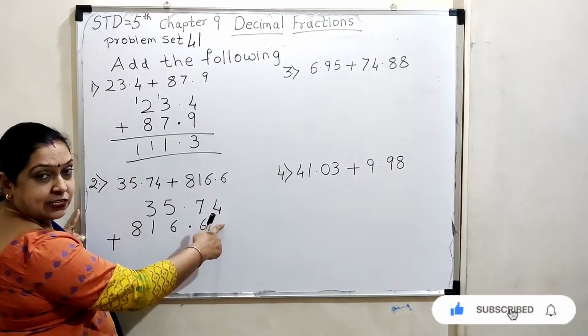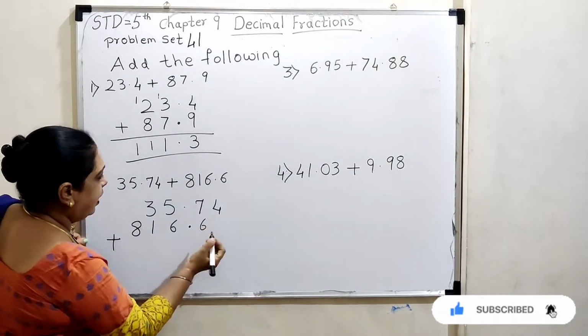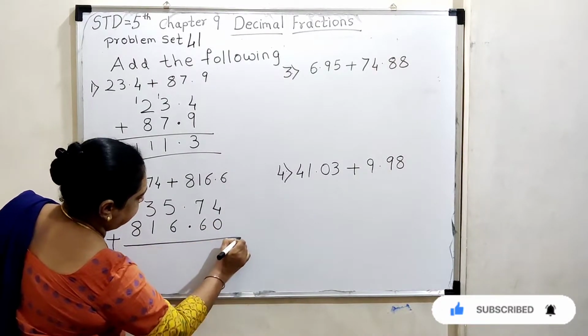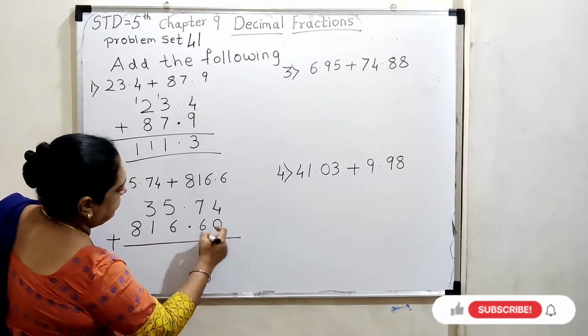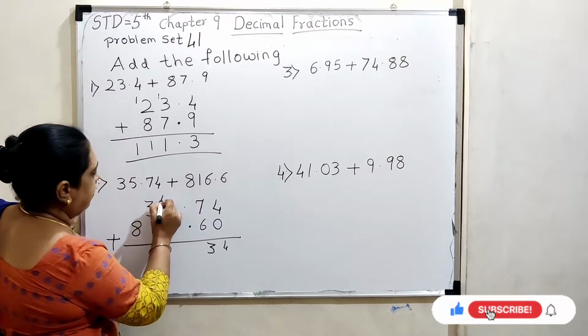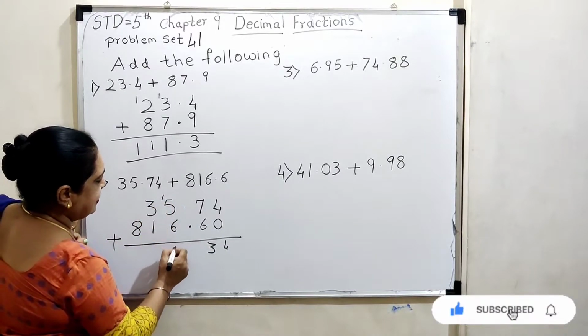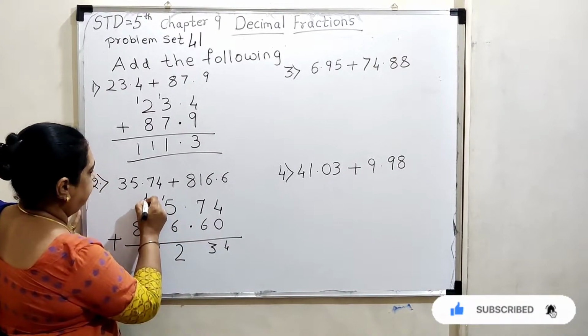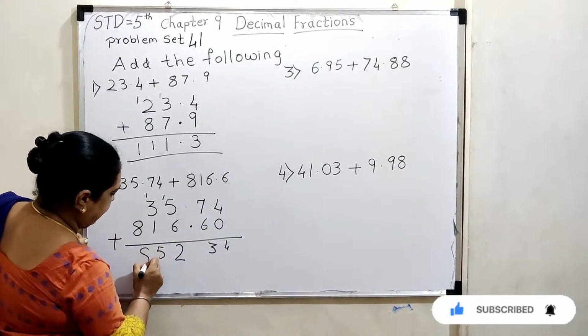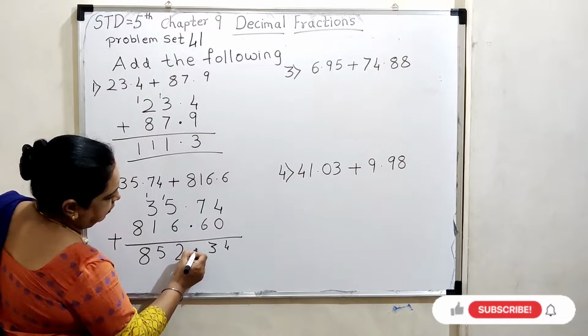So 6 will come here, not here. Some children are writing 6 over here. That is wrong. You can write 0 here. Now add. 4, 7 and 6, 13. 5 and 1, 6. 6 and 6 is 12. 3 and 1, 4 and 1, 5. And here 8. So here the point will come.